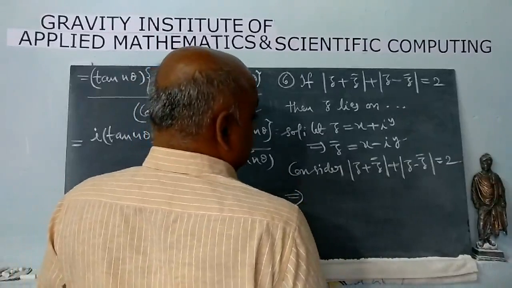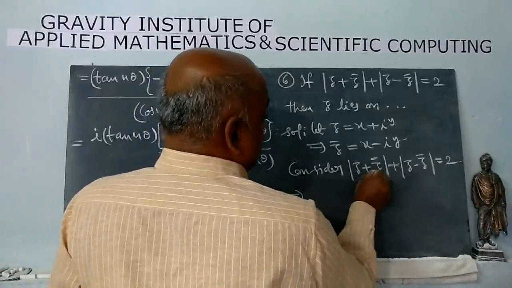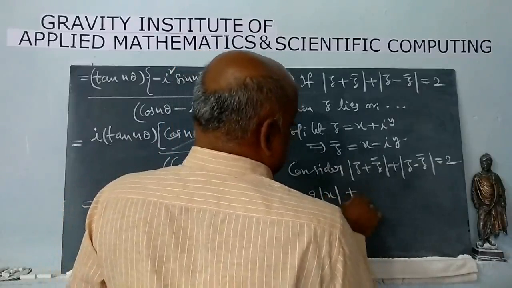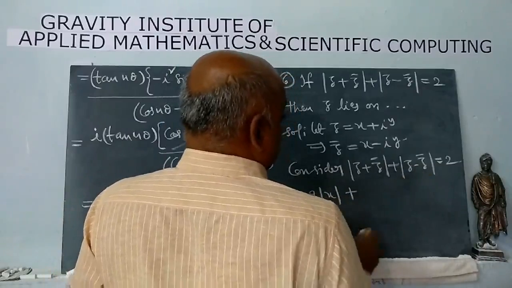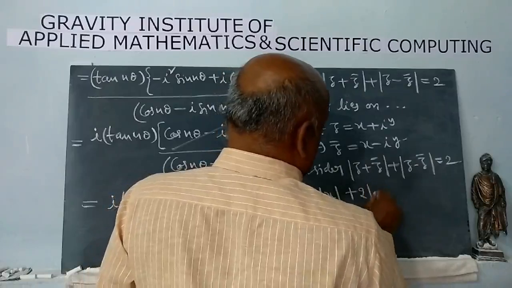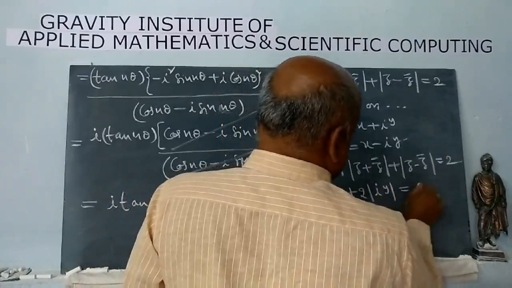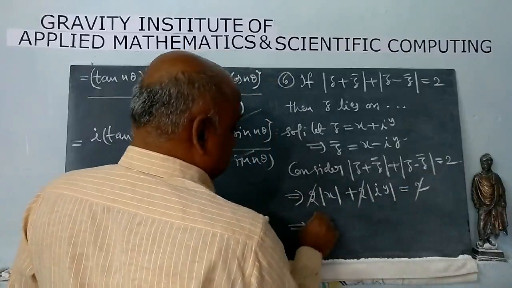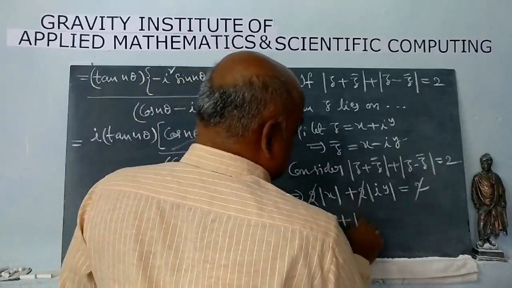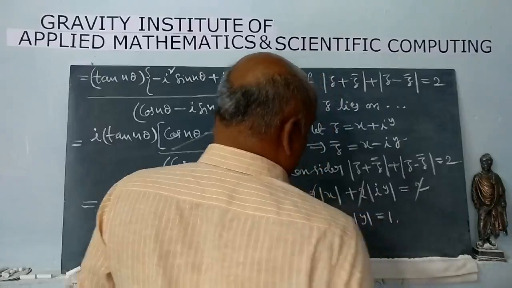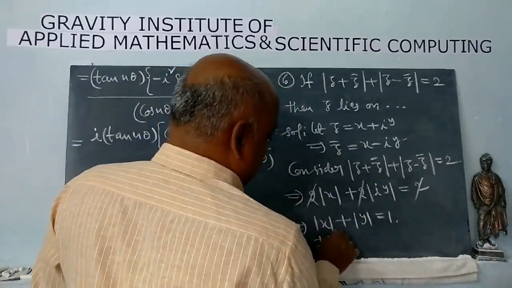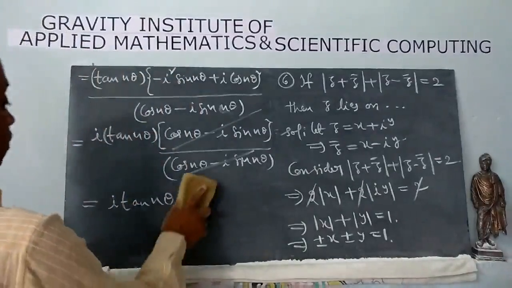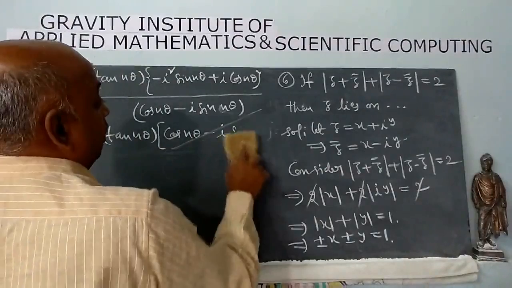So this implies z + z̄ is 2x, so 2|x|, plus z − z̄, which is 2|iy|, equals 2. So the 2 gets cancelled. This implies |x| + |y| = 1. This implies ±x ± y = 1. Therefore, z lies on a square.